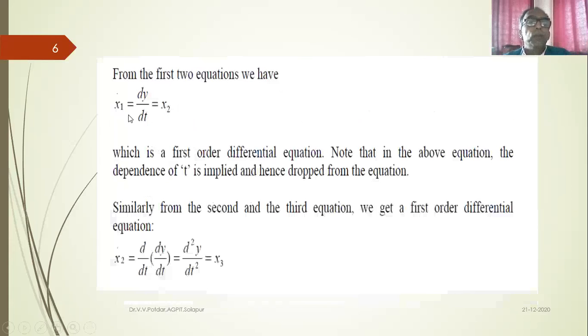x1 dot is equal to dy by dt, that I call x2, which is the first order differential equation. Note that in the above equation, the dependence on t is implied, and hence the dot. So the bracket of t has been eliminated. That's what he says.